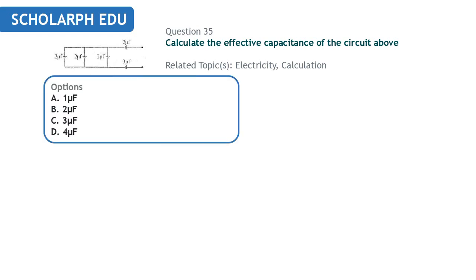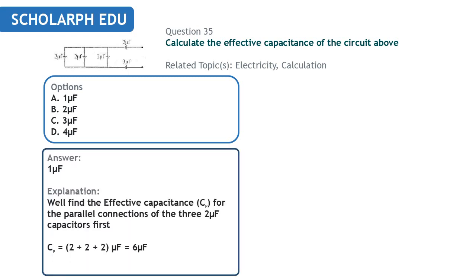Next question, we have to calculate the effective capacitance of the circuit above. Now in this circuit we have some capacitors connected in parallel, and then we have these other ones here. So how do we find the effective capacitance? We are first going to find the effective capacitance for these ones that are in parallel. Whatever we get for the effective capacitance of these three is now going to be in series with these other ones.